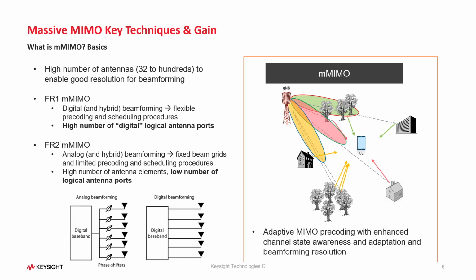FR2 is implemented with analog beamforming and low number of logical antenna ports for MIMO. It is more focused on compensating high path loss by beamforming than increasing the capacity by increasing the number of spatial streams. Analog beamforming with typically fixed beam grids leads into complex beam management procedures via the TCI states. For the rest of the presentation, we focus mainly on FR1.